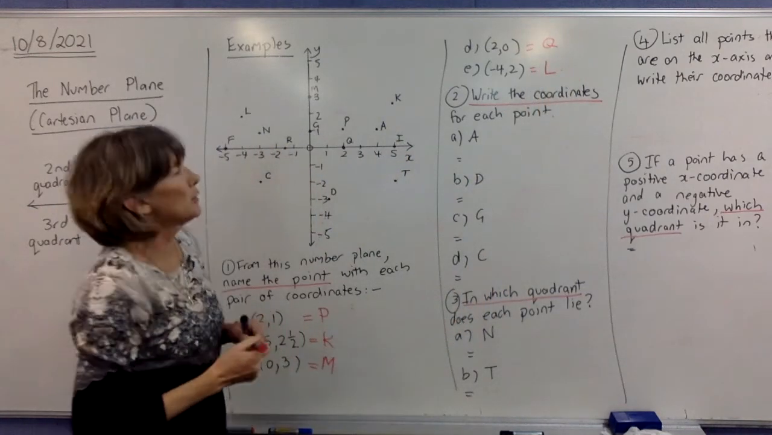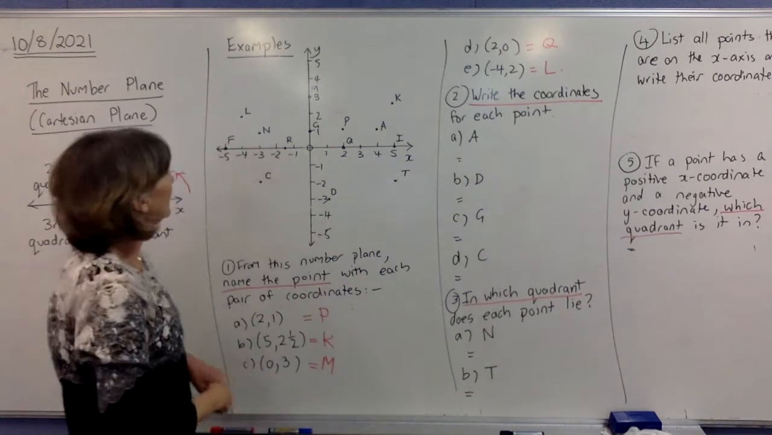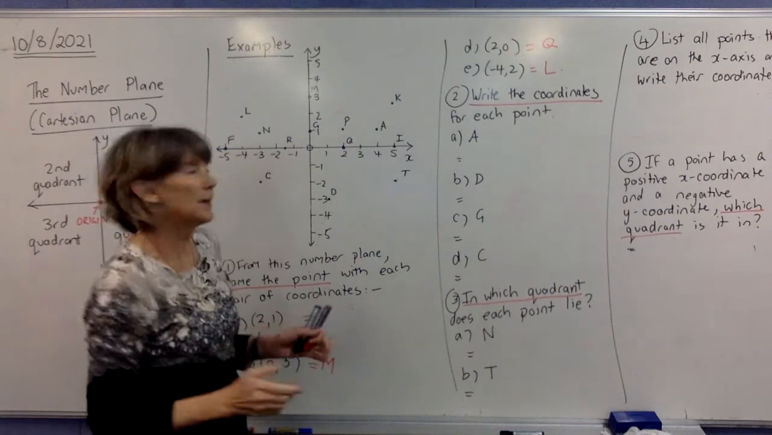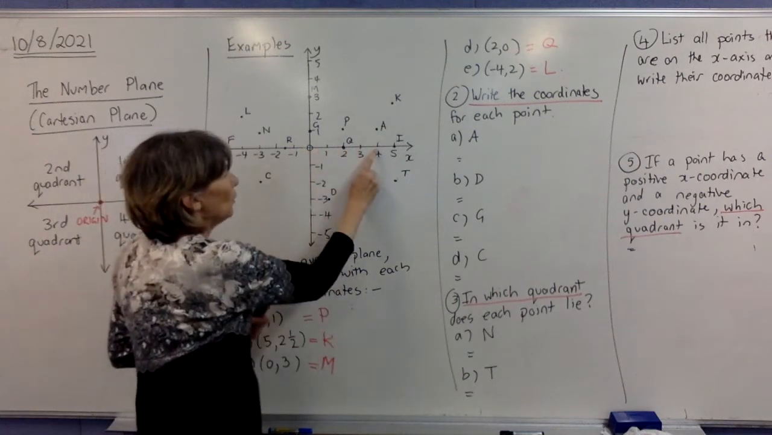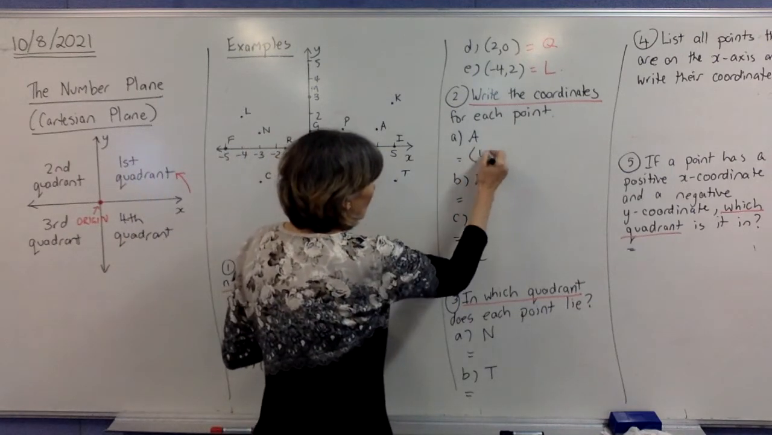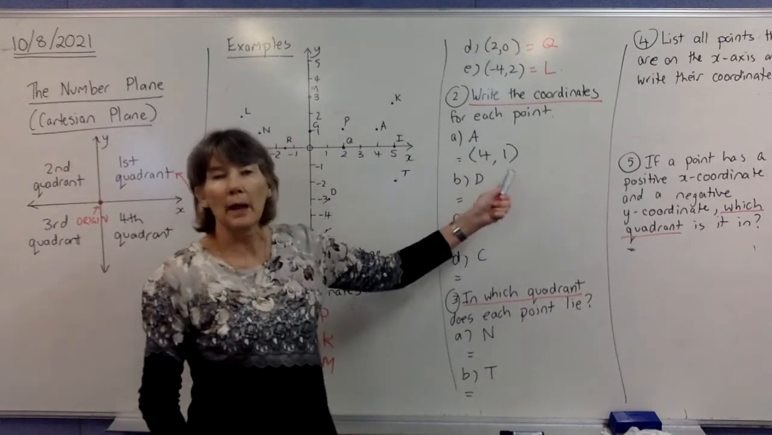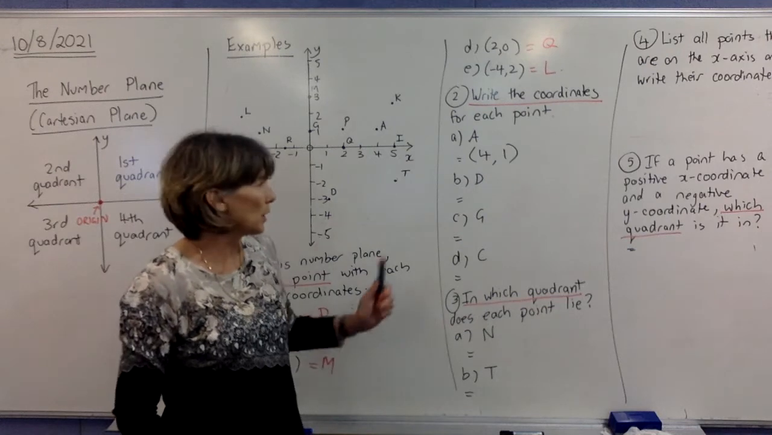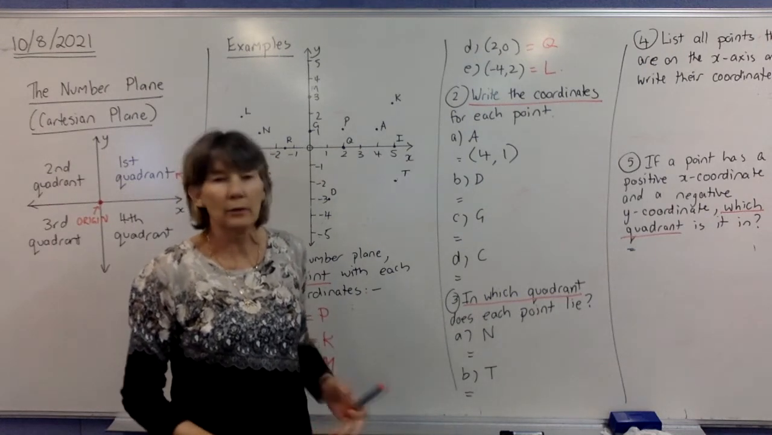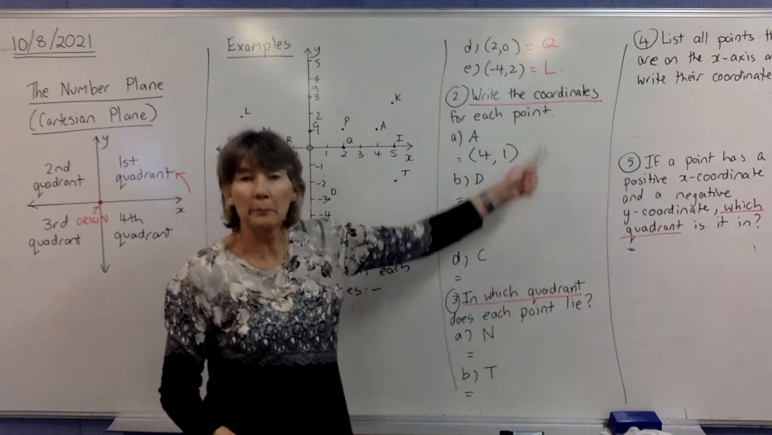Now in the next question it says, write the coordinates for each point. So we have to go looking for point A. There it is. So we've got to tell people how we get there. So we go along to 4 and up 1. So the point is 4, 1. Make sure that you have brackets and make sure you've got a comma. A lot of people don't put the comma in, don't put the brackets in. You're going to get it marked wrong in year 8 if you don't do that properly. Okay, so it's bracket, 4, comma, 1, bracket.